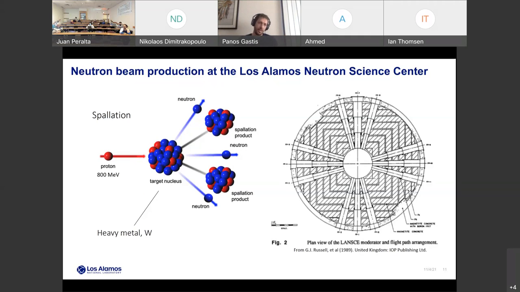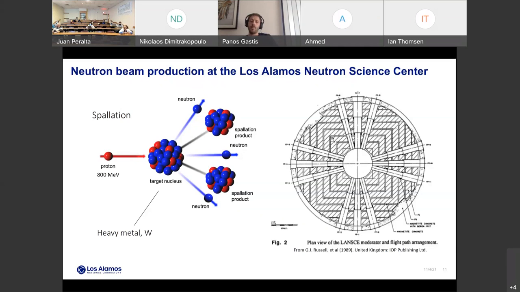Now, neutrons are not charged particles. Therefore, we cannot steer them or control them with magnets as we do with charged particle beams. Therefore, for making a neutron beam, basically we rely on using absorbers and collimators. To explain how this happens, I added this picture here on the right. This is from an old paper that shows a plan view of the LANSCE moderator and flight path arrangement. You can imagine that this is actually a cross section of a cylinder. The production target, the spallation target, is right at the center of this circle here, and the beam is coming from above and hits the spallation target. So, after the collision, free neutrons are emitted in all directions and in a large energy range.